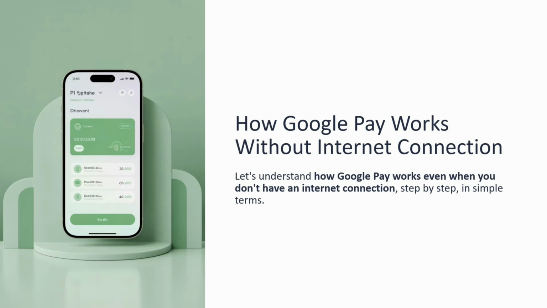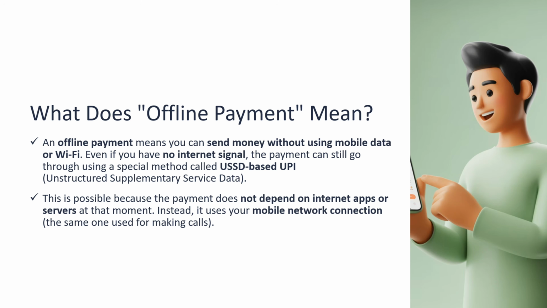In this video I will explain how Google Pay works without an internet connection. Now we will see what offline payment means. Offline payment means you can send money without using mobile data or Wi-Fi. Even if you have no internet signal, the payment can go through using a special method called USSD-based UPI. USSD is nothing but Unstructured Supplementary Service Data.